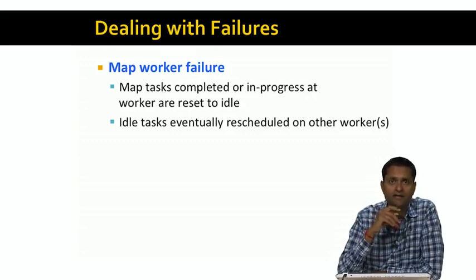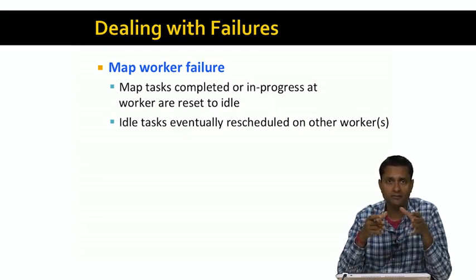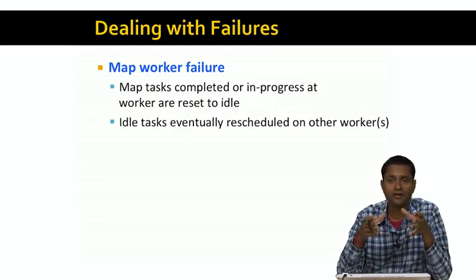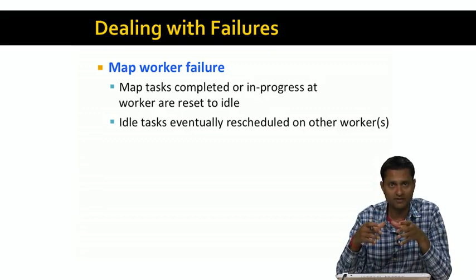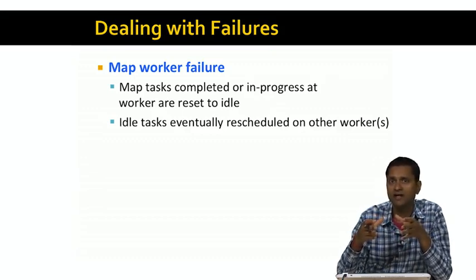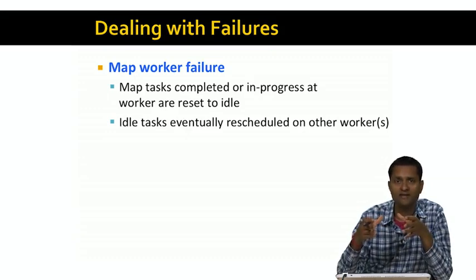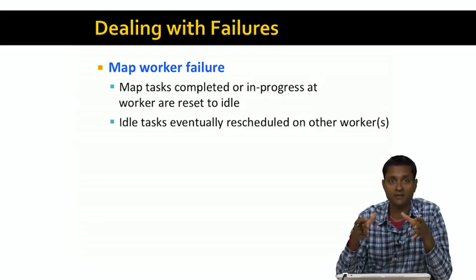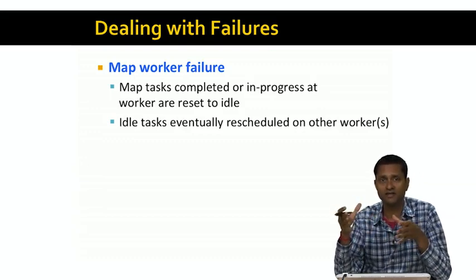If a map worker fails, then all the map tasks that were scheduled on that map worker may have failed. The tricky thing is that the output of a map task is written to the local file system of the map worker. So if a map worker fails, then all the intermediate output created by all the map tasks that have run on that worker is lost. And so what the master does is reset to idle the status of every task that was either completed or in progress on that worker. All those tasks need to be redone, and they will eventually be rescheduled on other workers in due course.